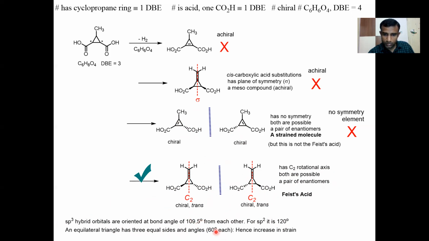So the deviation from 120 to 60 is more, or 109.5 to 60 is more, obviously. So 120 to 60 is more deviation, so it wants to minimize this deviation, so the double bond goes exo. This can possibly be one explanation. This is comparatively more stable than this molecule. So this Feist acid is present in nature in this form.